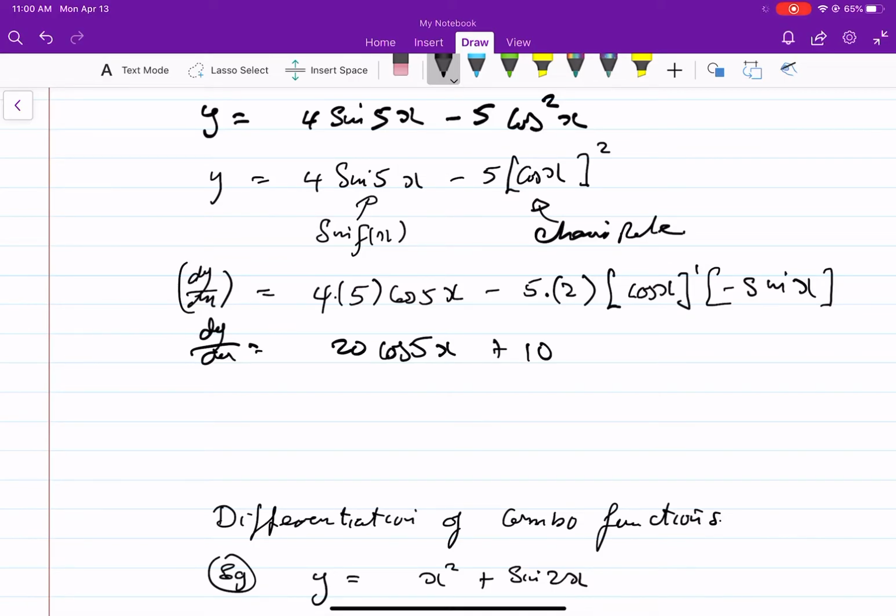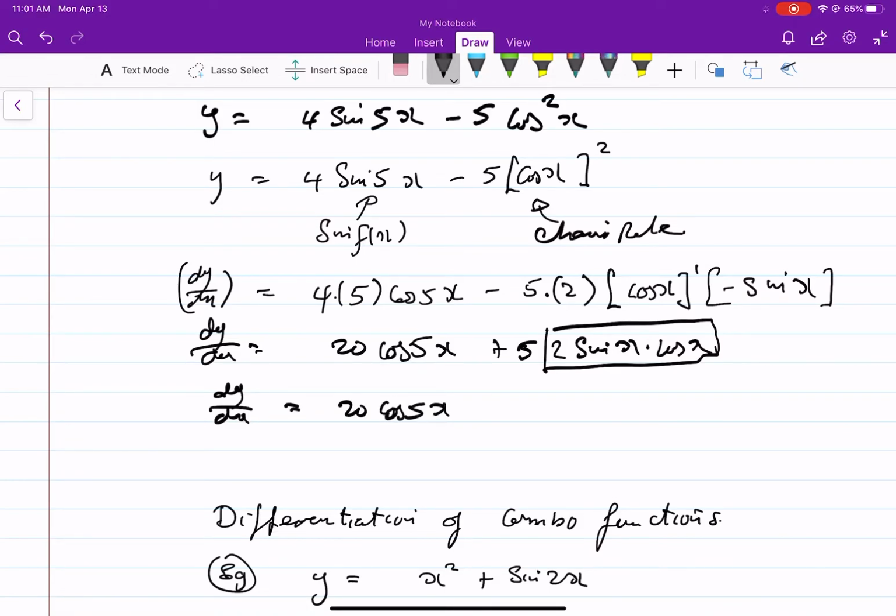Let me write it as, instead of writing it as plus 10, I'll write it as plus 5 times 2 times sine x times cos x. And you remember before we talked about this part here being what's called a double angle identity. dy dx will end up being 20 cos 5x plus 5 sine 2x. Voila. That's your dy dx in this case.